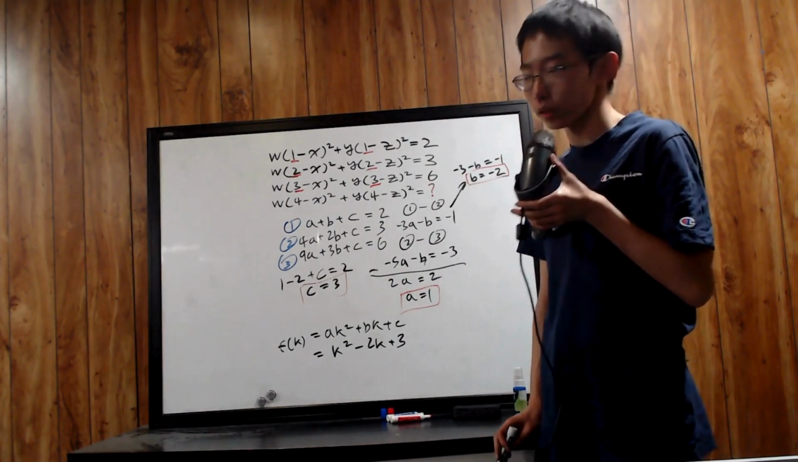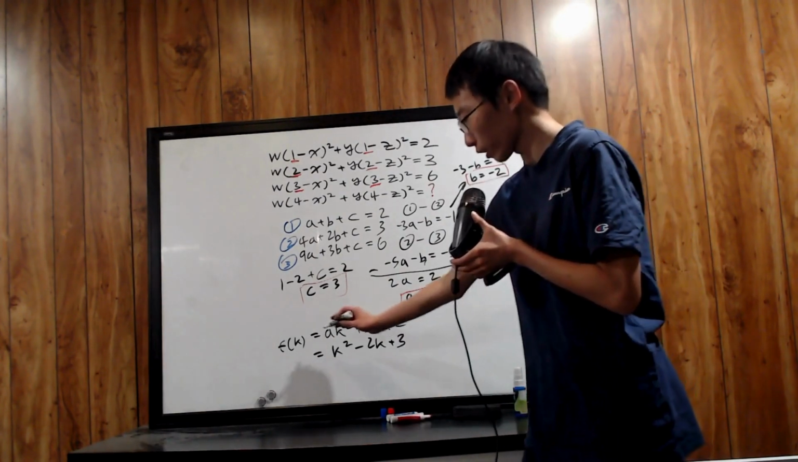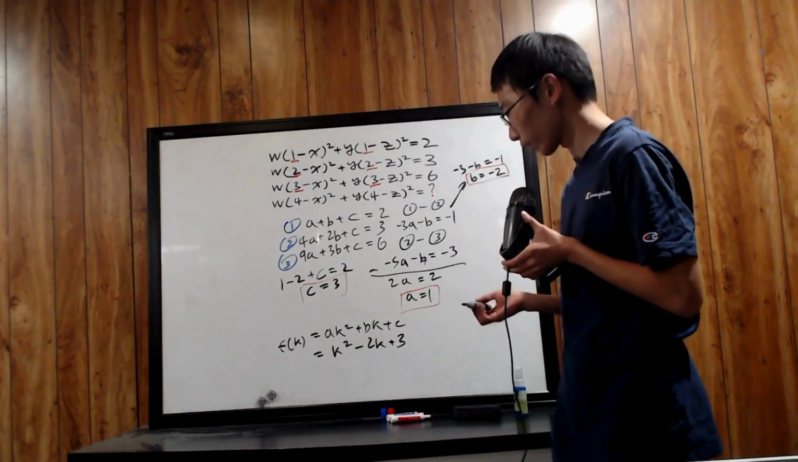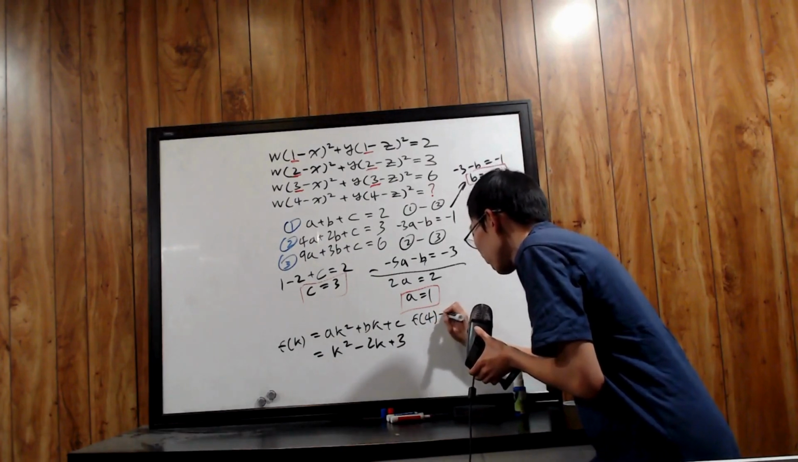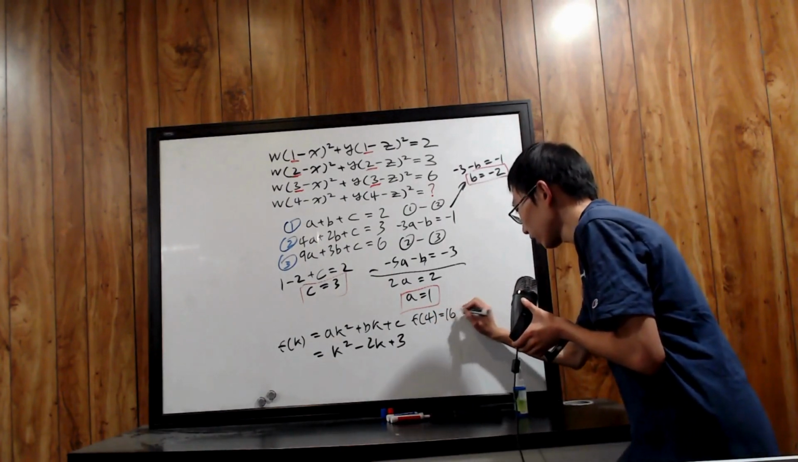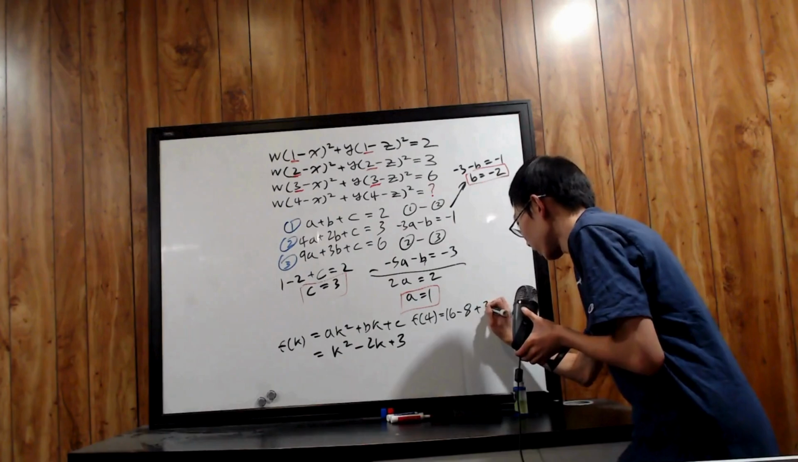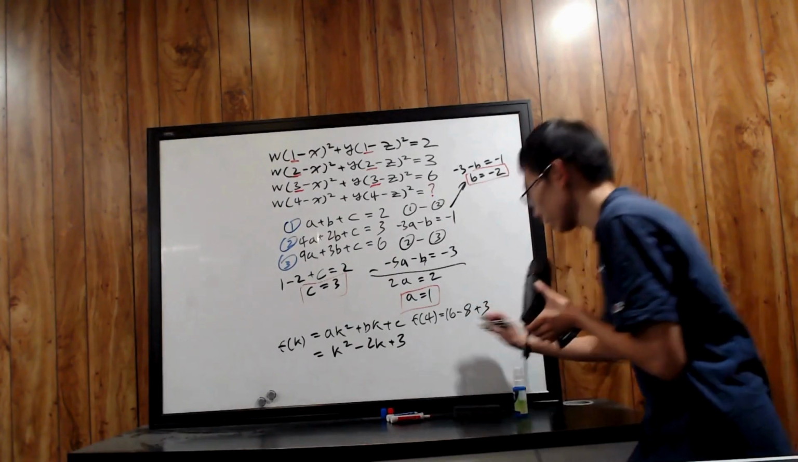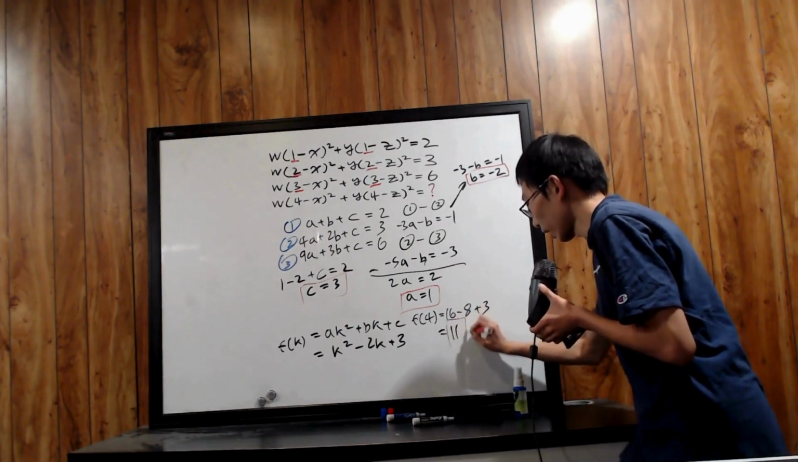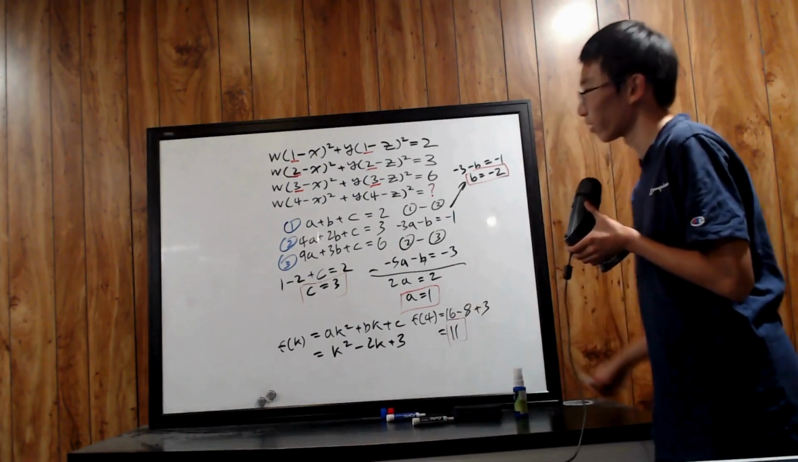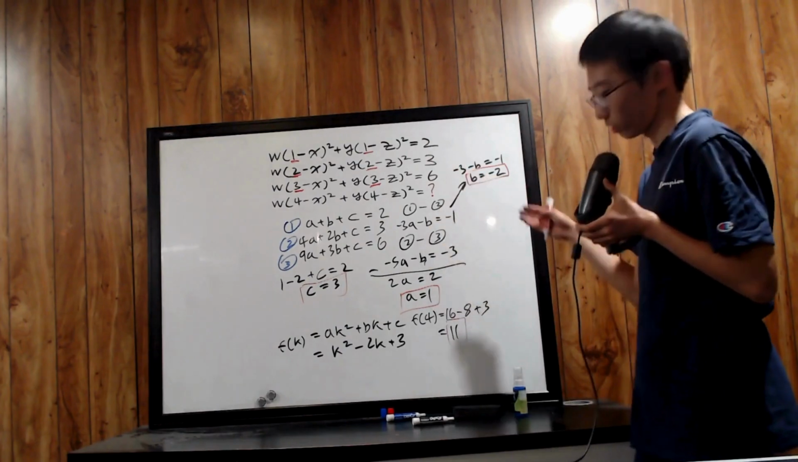Now, there's absolutely nothing stopping me from just plugging in k to be 4. If we plug in k to be 4, we get f of 4 is equal to 16 minus 8 plus 3. One can evaluate this to be 11. And that is the answer. We got f of 4. So this question mark over here is 11.